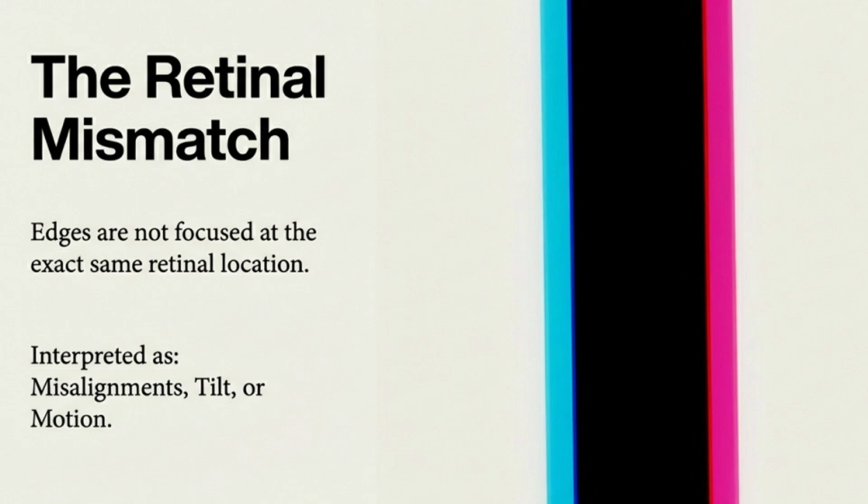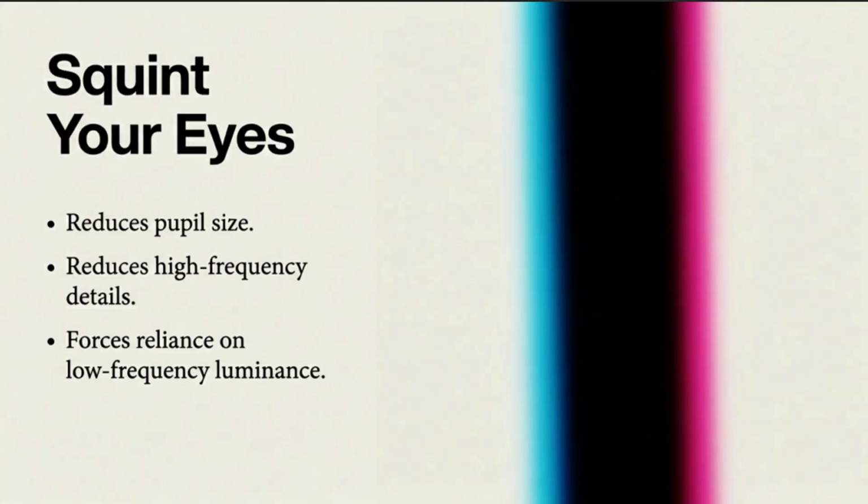The edges of the colored strips are not focused at the exact same retinal location, causing small colored fringes and positional shifts. The brain interprets these tiny mismatches as misalignment, tilt, or motion, even though the lines are straight and stationary. Squinting also increases the effect because it reduces the pupil size, reducing high-frequency details, and slightly blurs the image. This forces the visual system to rely on more low-frequency luminance and color contrast, enhancing the illusion.